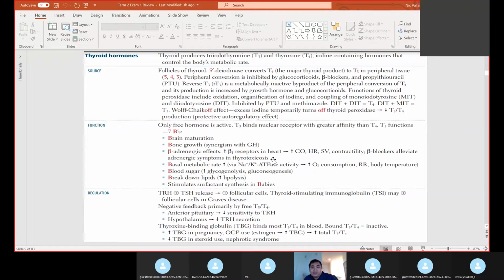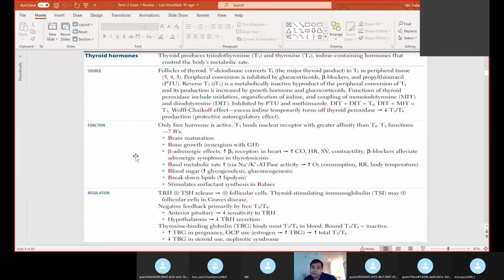Okay, good job. So it also increases your BMR via what? Sodium potassium ATPase activity. So you increase O2 consumption, you increase respiratory rate, you increase the body temperature. It is also increasing blood sugar. Okay, so you increase glycogenolysis and gluconeogenesis. More of these pathways next exam. And also increases lipolysis. It breaks down lipids. Don't forget, it also stimulates surfactant synthesis in babies.